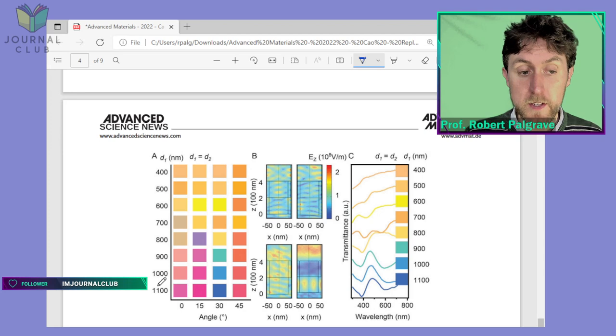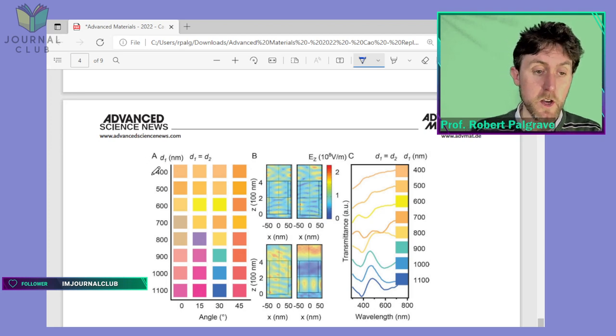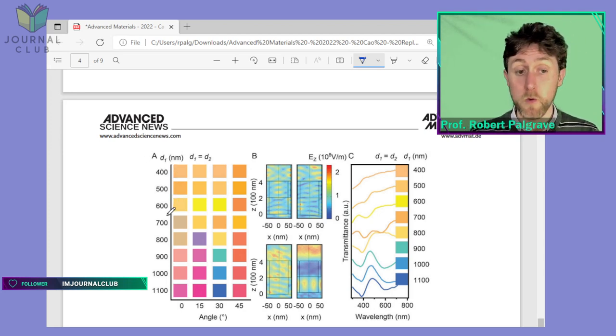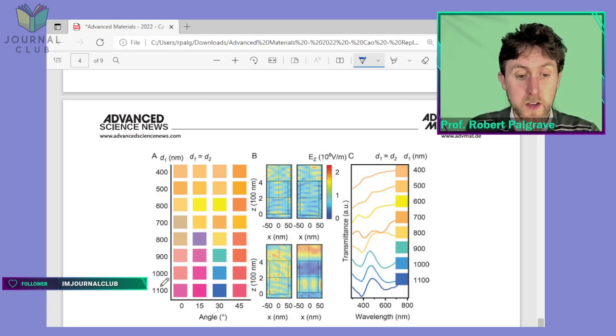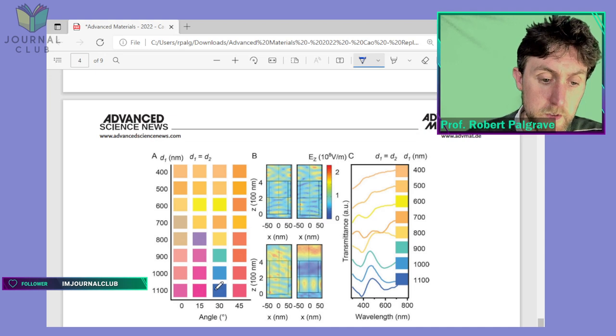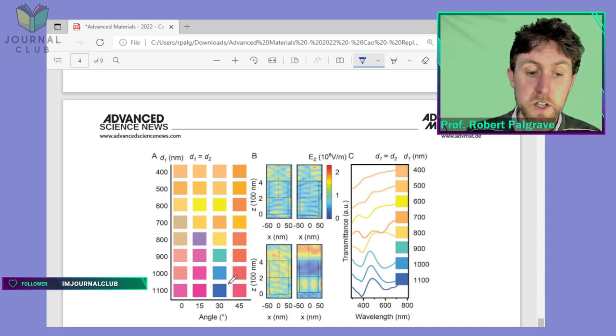And they're changing what that size is. So changing from 400 nanometers, 0.4 microns, that's quite a bit smaller than the butterfly, up to around 1100, that's about the same size as the butterfly, I think. Kind of the same size. And you can see the difference as you change angle.